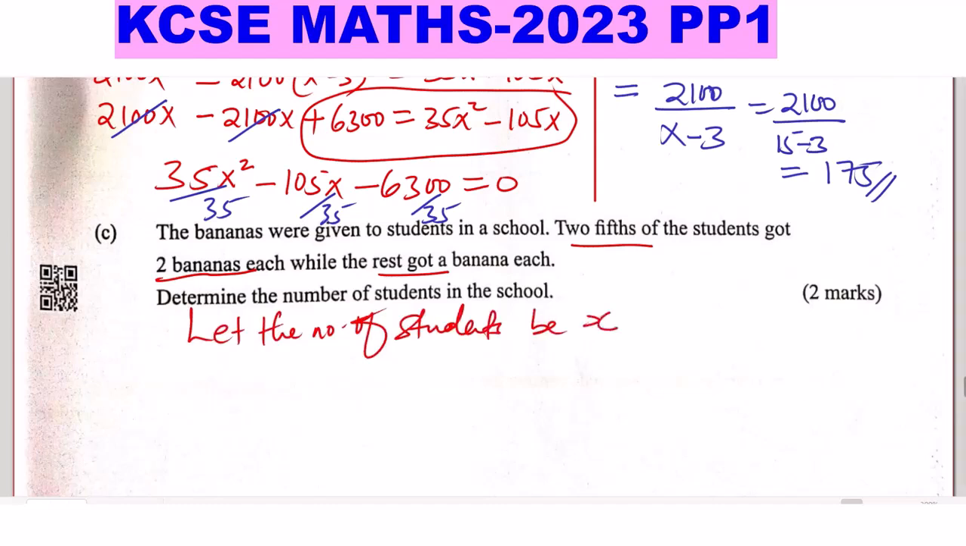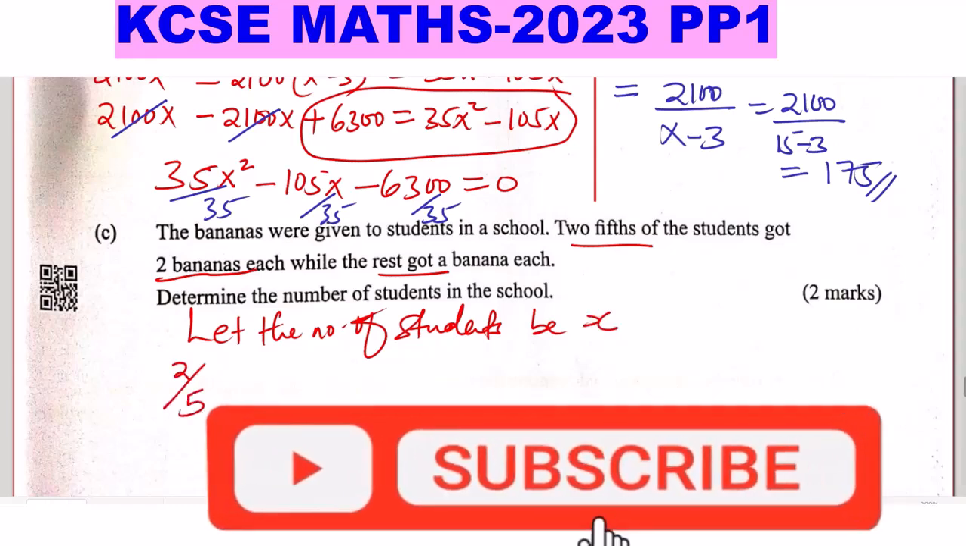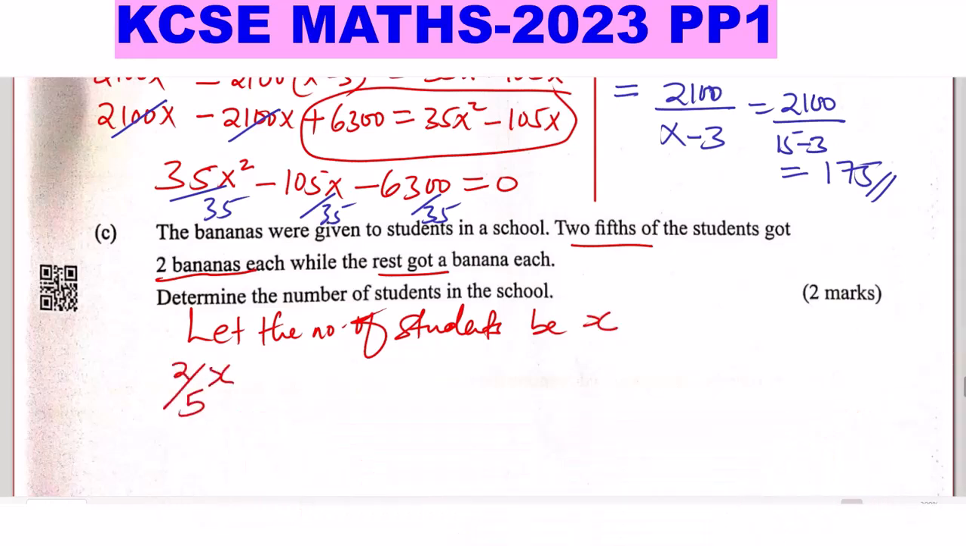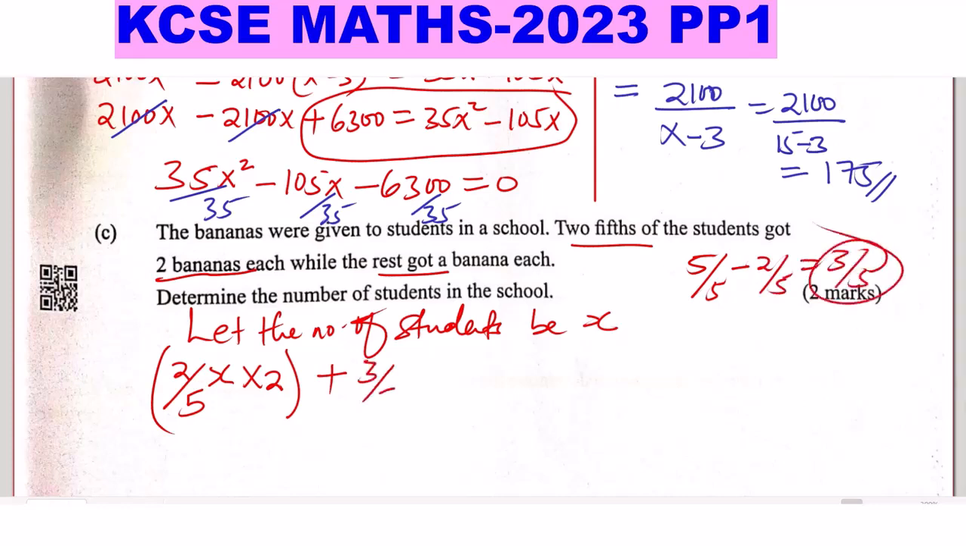So 2/5 of the students will be 2/5 of x. They got 2 bananas each, so you multiply that by 2. And the rest: 2/5 got 2 bananas, so the rest is 5/5 minus 2/5. The rest will be 3/5. So the rest will be 3/5 multiplied by the number of students, which is x, and they got 1 banana each, so you just multiply by 1. And we know the total number of bananas, so you equate that to 175.